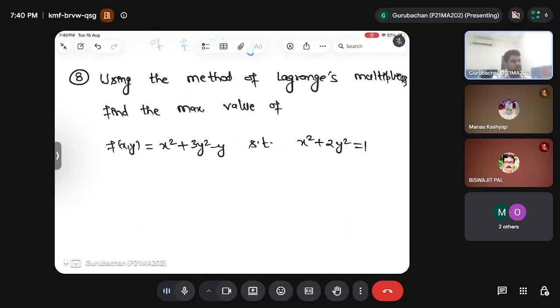You need to follow the same approach. See here, lambda acts as a parameter or dummy variable, which helps in relating your f and g, so that we can calculate the maximum value of f under the constraint of some function g. So quickly try this one and tell me what is the maximum value.